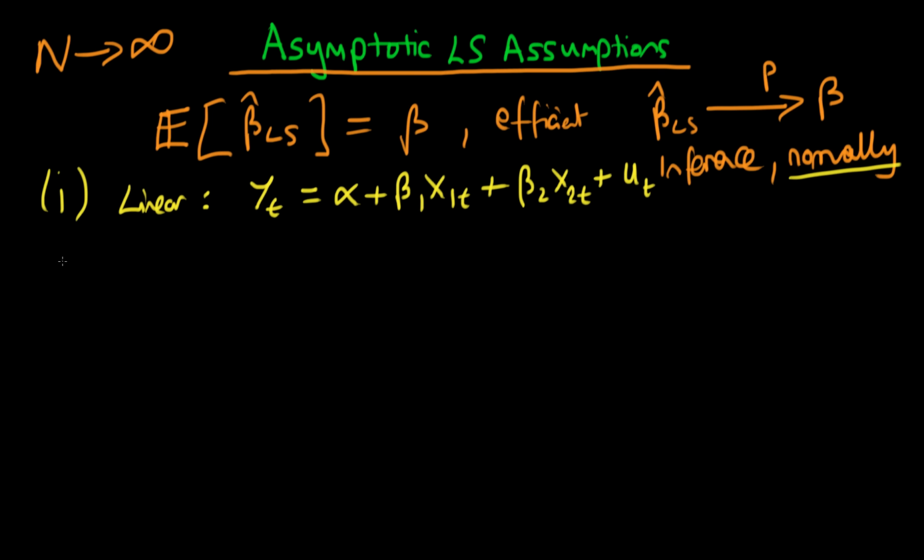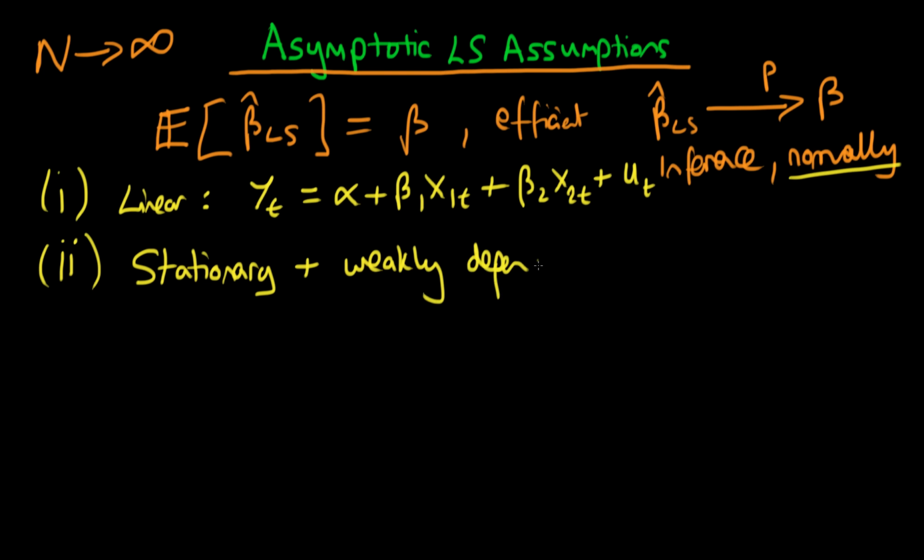The second assumption is different to that of the Gauss-Markov conditions. And I'm not going to speak about it in depth here. I'm just going to state it, and we're going to cover it in much greater depth in future videos. But just to say that our time series have to be both stationary and something which is called weakly dependent. And as I say, don't worry, you probably won't understand what these mean now, but we are going to cover what this actually means in future videos.